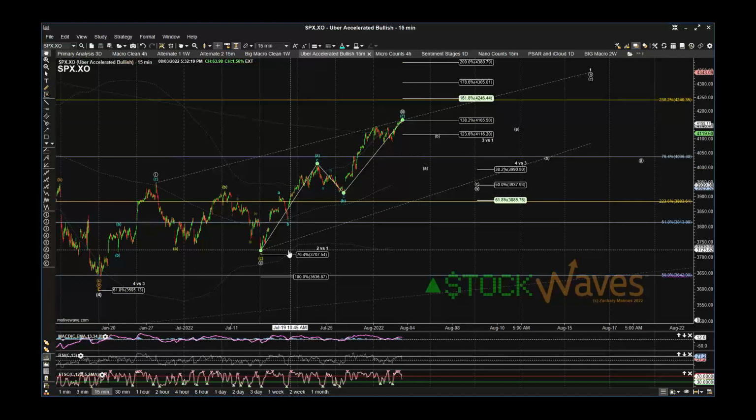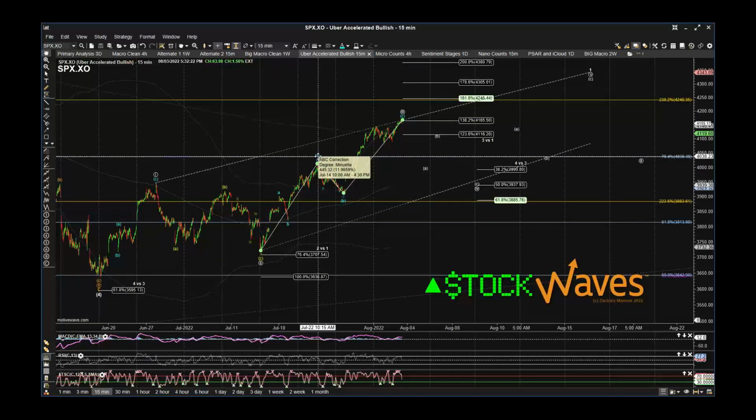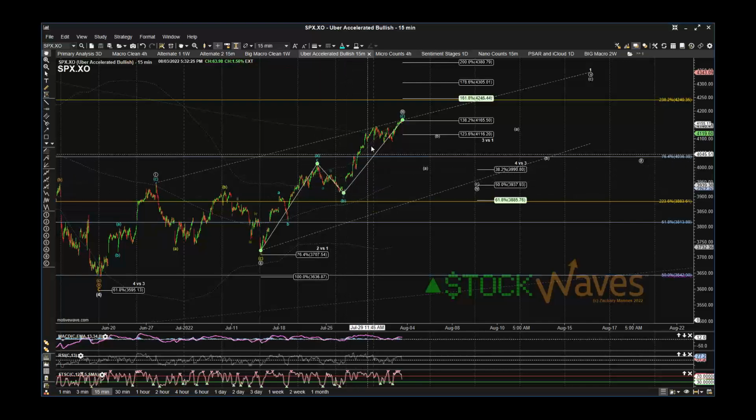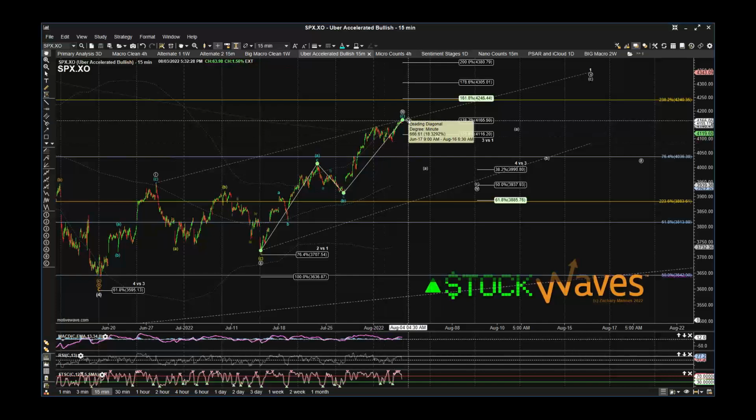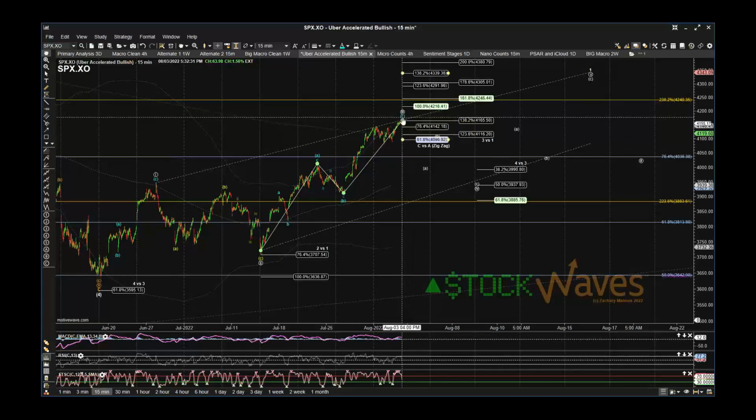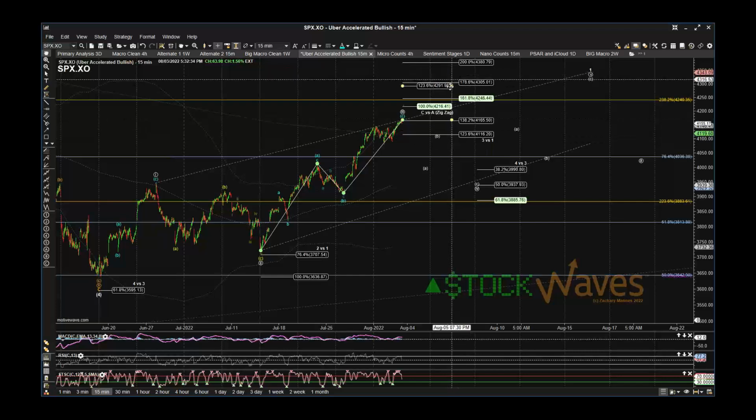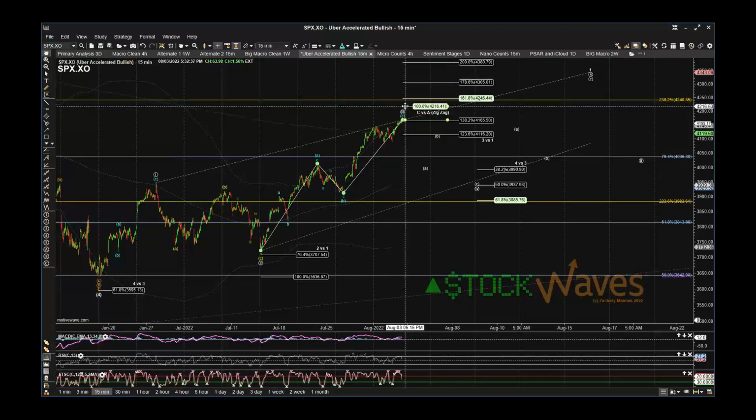In the subwave structure inside of that third, we have a nice ABC move up for the parentheses A, and we can count 1, 2, 3, 4, 5 waves up, trying to complete the C wave. Now, a lot of times we look for 100% extension as a kind of a norm for the C wave, but also a smaller degree is going to get trumped by a larger degree. So when you're hitting an exact 1382 fib extension for the third, I would see that as stronger resistance than relying on this getting another extension to get all the way up here to 4216, which is the 100% fib for this smaller degree parentheses C wave.